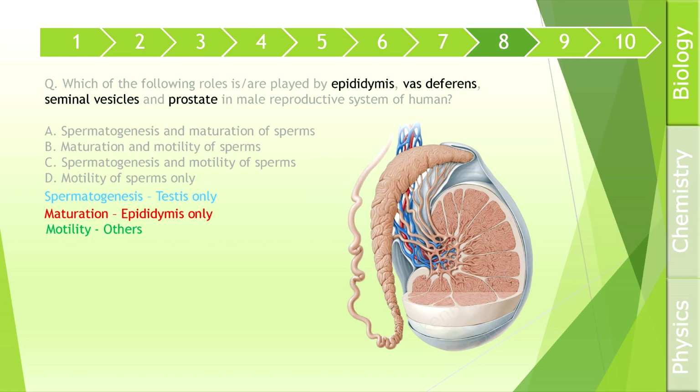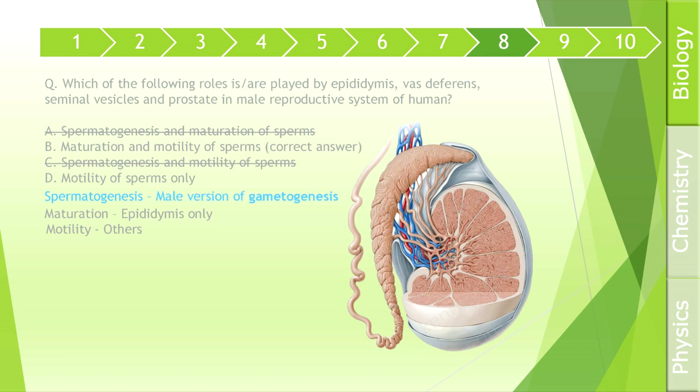Looking at options and marking all the parts concerned, we see epididymis, that is in red, and others, that is in green, but we do not see testes, so we eliminate all options that have spermatogenesis in them. This eliminates option A and C. Now option D cannot be the answer because it does not take epididymis into account, hence option B is our answer. However, you must know that spermatogenesis is merely one of the types of gametogenesis that takes place in humans.